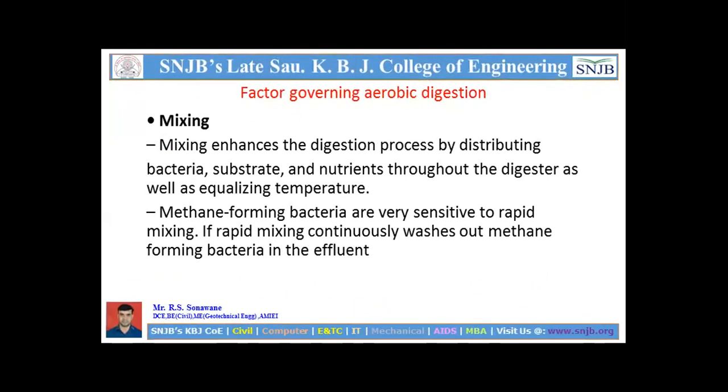Then the fourth one is mixing. That is very, very important. Mixing enhances the digestion process by distributing bacteria, substrate, and nutrients throughout the digester, as well as equalizing temperature. Methane forming bacteria are very sensitive to rapid mixing. If rapid mixing continuously washes out the methane forming bacteria in the effluent, that is a problem. This is about how to mix the organic matter, and through which the methane gas is generated.